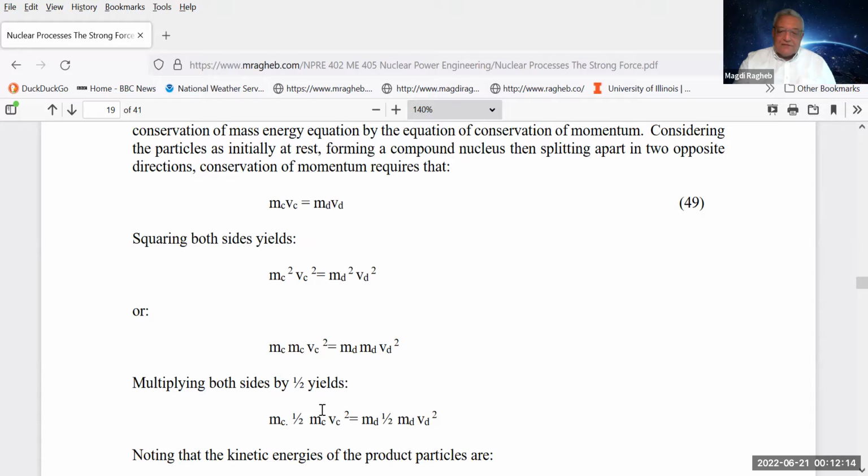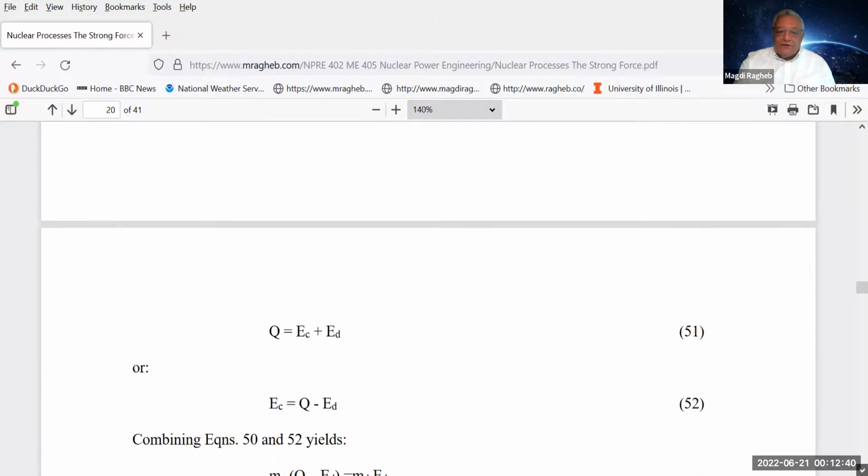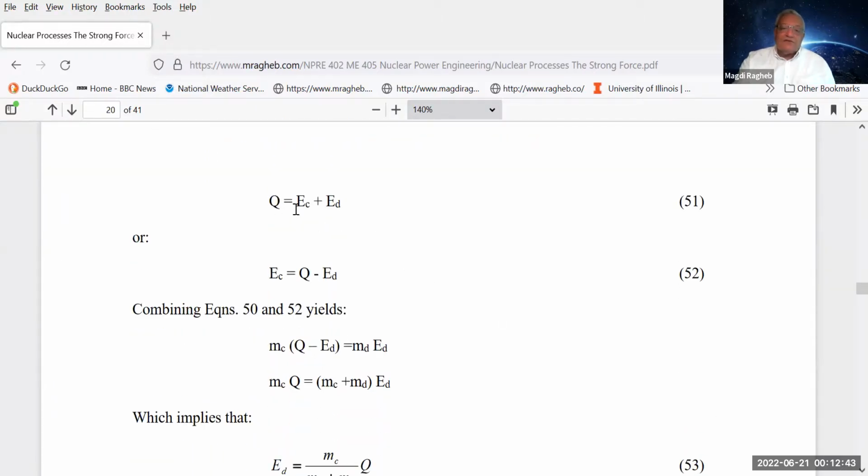Oh, this is the kinetic energy of C, and this is the kinetic energy of D. So the conservation of momentum tells me that the mass of C multiplied by its kinetic energy should be equal, after the reaction, to the mass of D multiplied by its kinetic energy. Now let us apply the conservation of energy, applying the Q value of the reaction. The Q value says that Q is equal to the kinetic energy of C plus the kinetic energy of D. The A and B here, initially the nuclei, were at rest, so that doesn't appear.